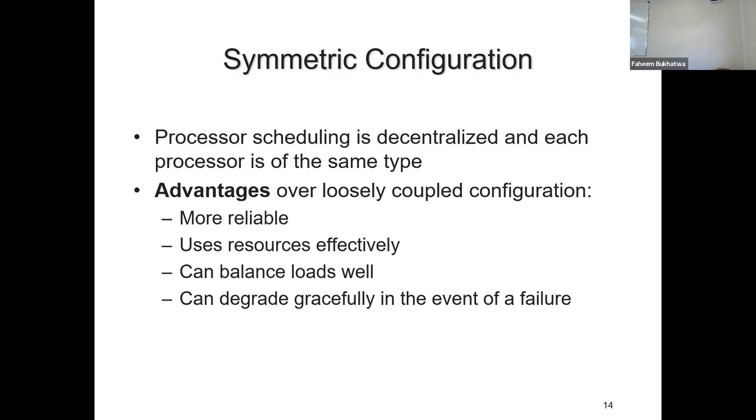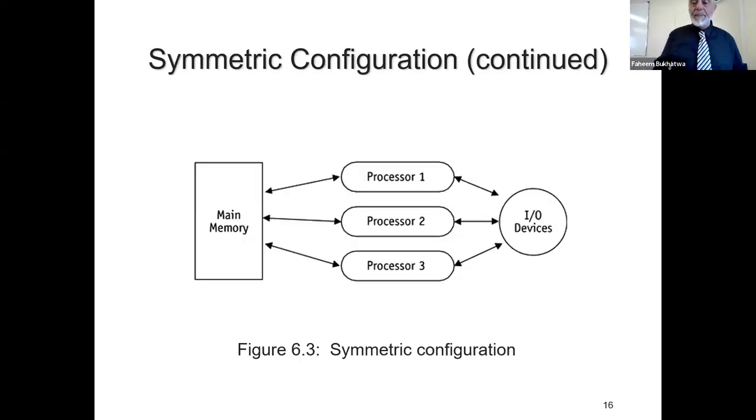This next one is probably the better solution, and it is called the symmetric configuration. Processor scheduling is decentralized, and each processor is of the same type. This is more reliable. They're all equal, and they use the resources effectively. They share all input-output devices, and they share memory, and they work together. Even a program in memory, we might split into 2 or 3 parts, giving this CPU one part and this CPU another part.